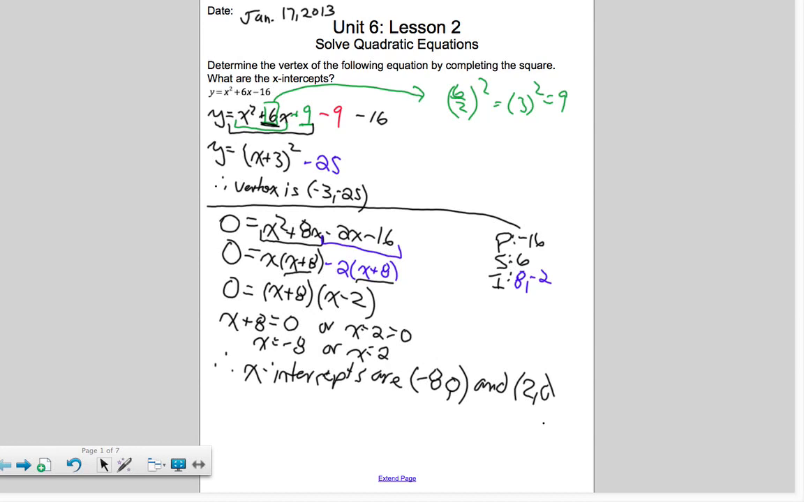Another way of saying this is that these zeros or roots are negative 8 and 2. So all three things mean the same thing: x-intercepts, zeros, and roots. It was just a different way of expressing it. So when we talk about zeros and roots, we just talk about the x values. It's implied that y is equal to 0. So we just say the roots are negative 8 and 2. Cool? Make sense? Questions?